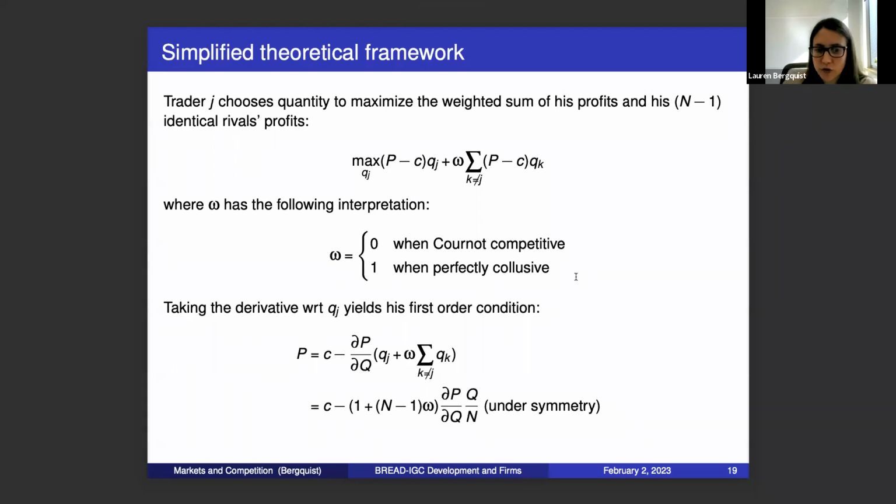So we can take the first derivative with respect to quantity to get the optimal condition for price. So price is just going to equal cost plus some markup term here. Right? And this markup term is going to depend, of course, on the shape of demand, which we'll estimate and come back to in a moment. But it's also going to depend on two features that are determining competition. Okay, first is N, the number of traders in the market. And then second is this omega term. How do those traders interact?